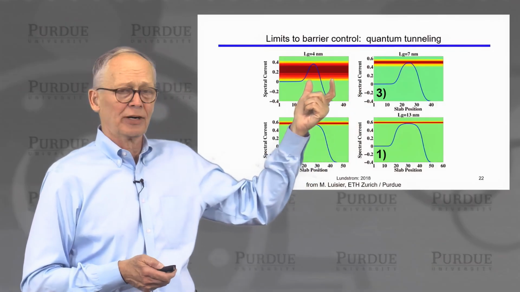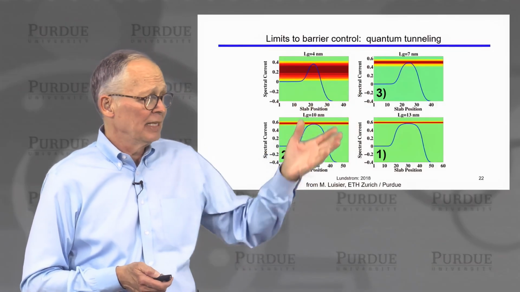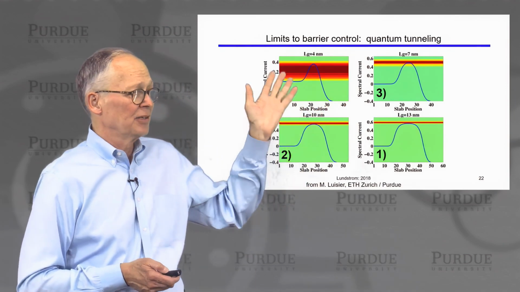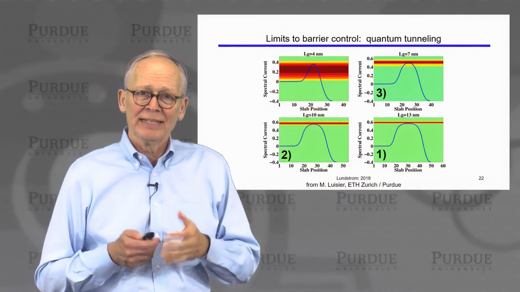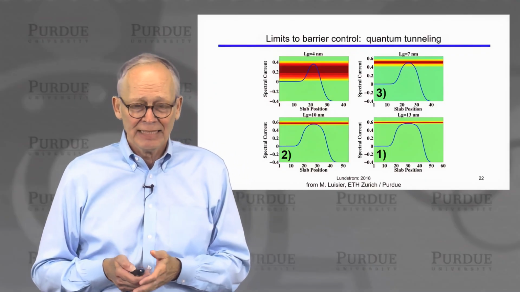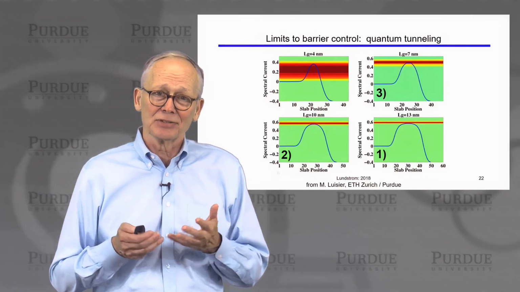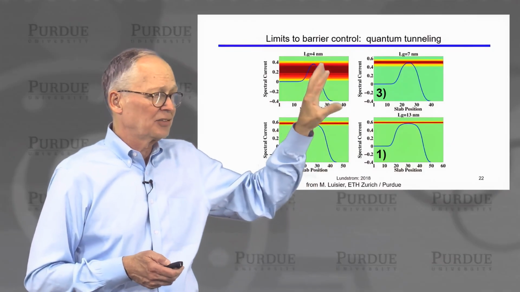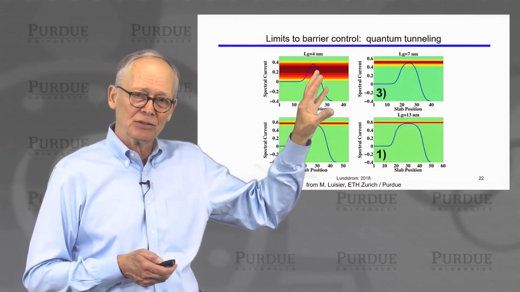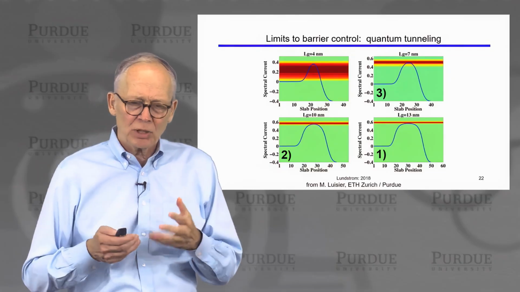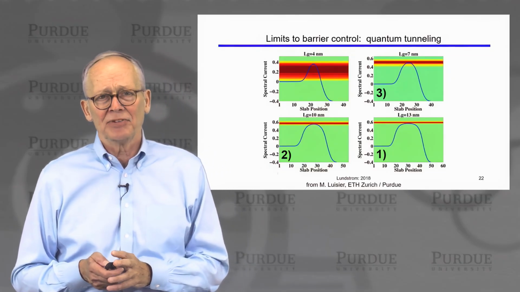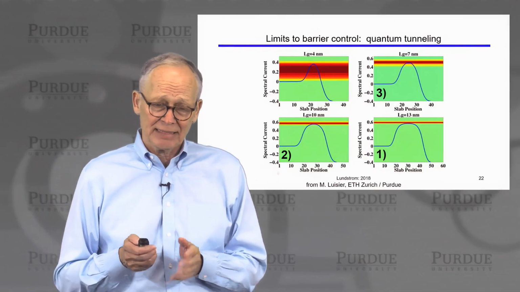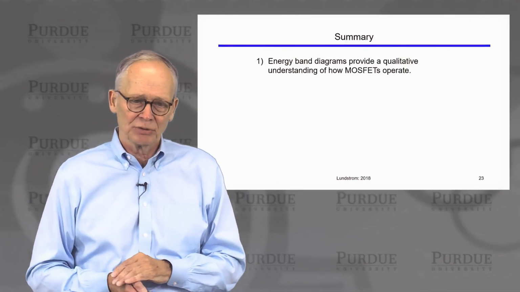If I go too far, say to a 4 nanometer channel, then you can see that the electrons don't even know that there's a barrier there. They're just tunneling completely through the barrier. It appears to be transparent to them. We can't make a good transistor if there's no barrier to current flow for the electrons. So this device would be too small to make a good transistor. So this quantum mechanical tunneling sets some fundamental limits to how short we can make the channel length of a MOSFET, because it has to operate as a barrier-controlled device.